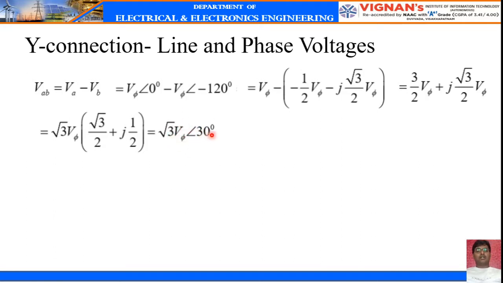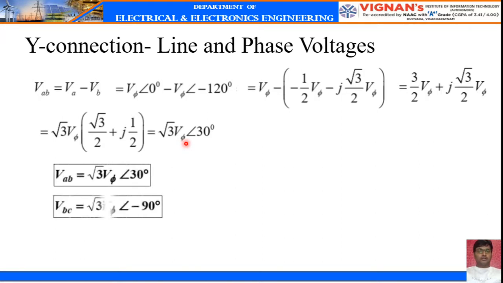The line voltage phasor will be leading the phase voltage by an angle of 30 degrees. As the three phase voltages are displaced from each other by 120 degrees, similarly the line voltages will also be displaced from each other by 120 degrees. Therefore, VAB is root 3 V phi at an angle 30 degrees, and you can write VBC as the same magnitude, root 3 V phi at an angle 30 minus 120, which is minus 90 degrees.